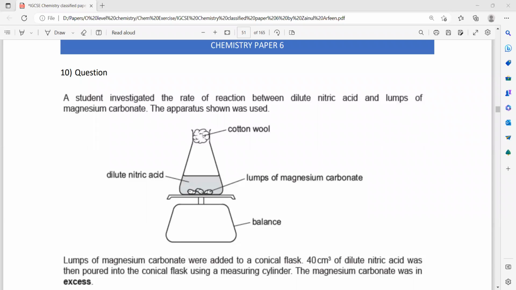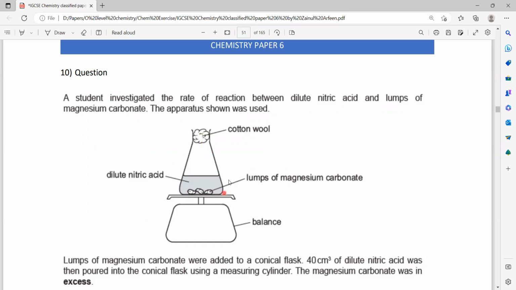So question 10, which is related to chemical reactions, the rate. The student investigates the rate of reaction between nitric acid and a lump of magnesium carbonate in the apparatus shown. When magnesium carbonate reacts with nitric acid, it will give salt, water, and carbon dioxide.